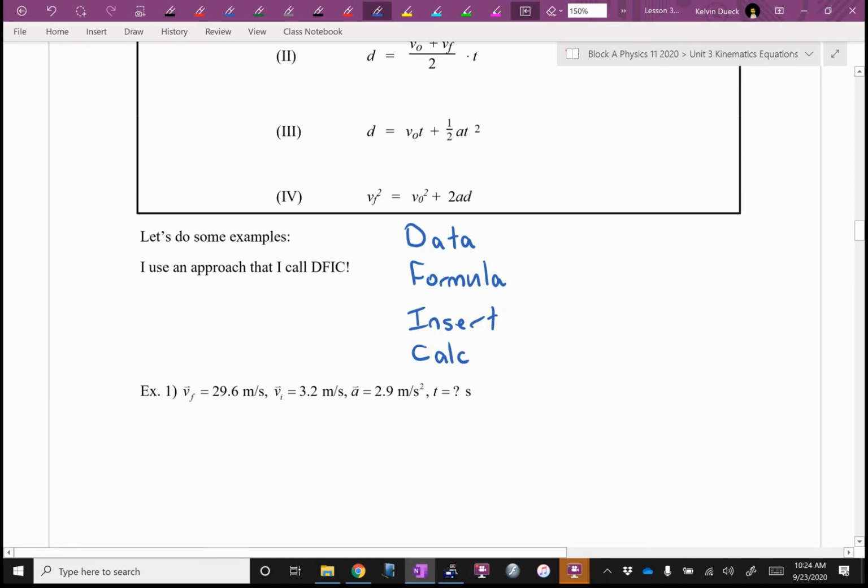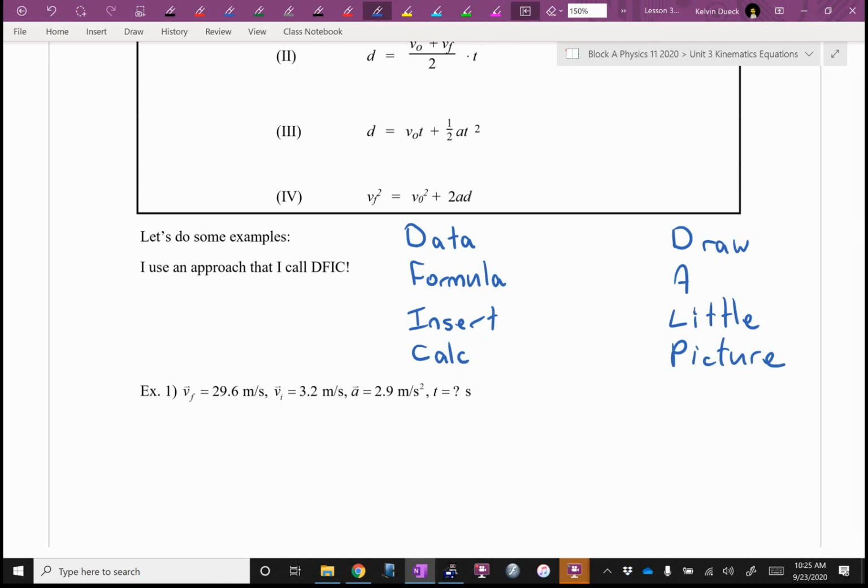This is just a hook or a gimmick to help you if you don't know how to start. You're going to notice partway through the year, we'll abandon this because we'll be good enough that we can cut some corners. But when in doubt, DFIC, you'll hear me say. The other acronym I gave you was DALP, which stands for draw a little picture. Especially in physics 12, when we go 2-dimensional, you'll hear me say to kids when they ask a question, did you DALP? Did you DFIC? No, I'm not going to help you yet.